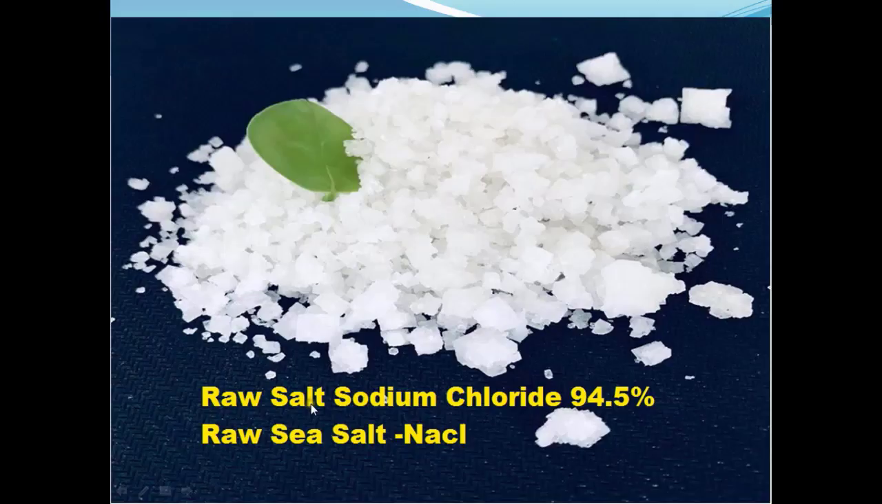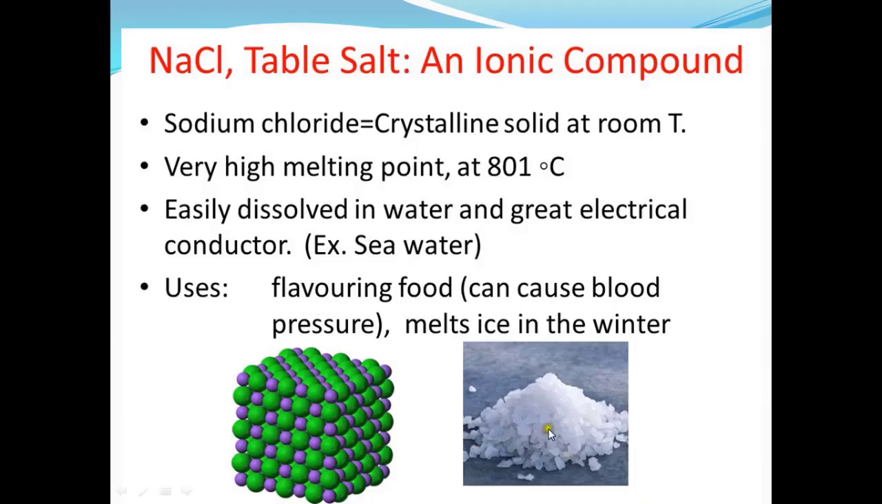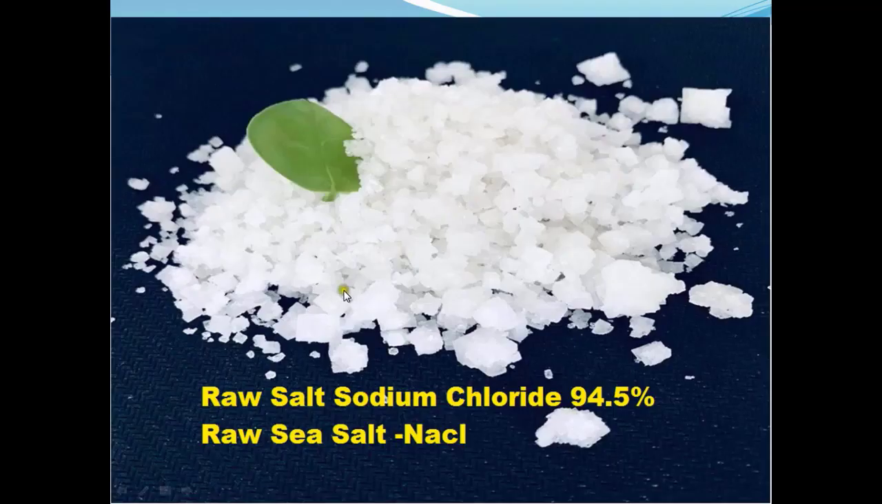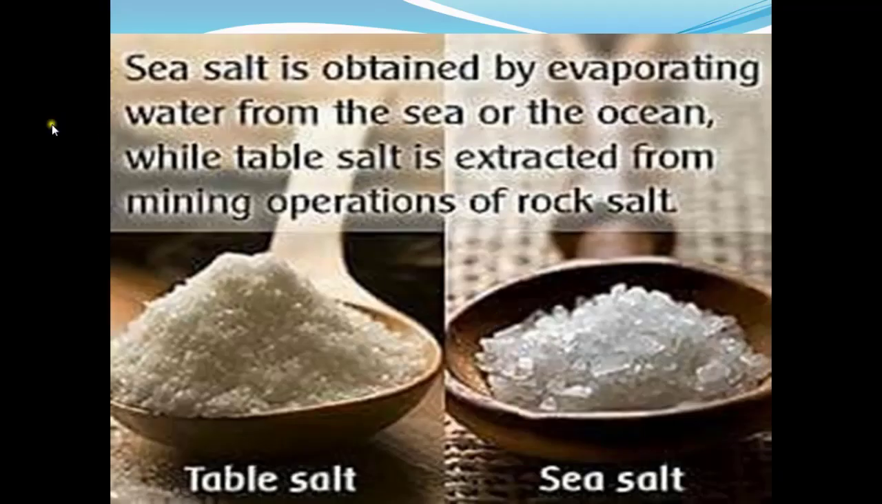Now here we can see the raw salt, which has sodium chloride 94.5% as the sea salt, which we have seen here in this picture. The same sea salt we can see here as 94.5% of sodium chloride. And furthermore we can say that sea salt is obtained by evaporating water from the sea or the ocean, while table salt is extracted from mining operations of rock salt.